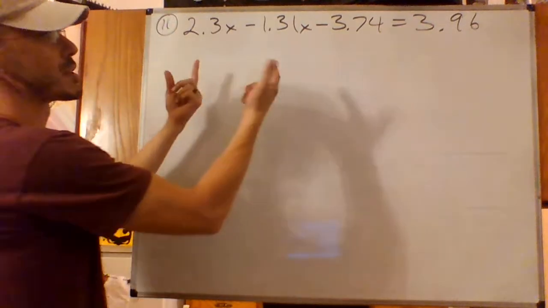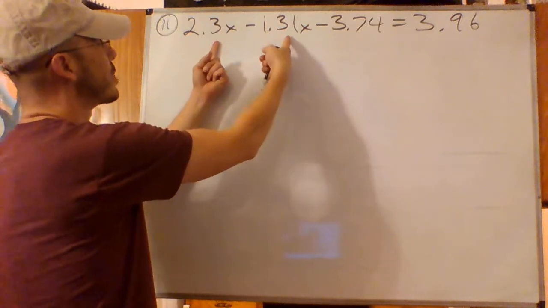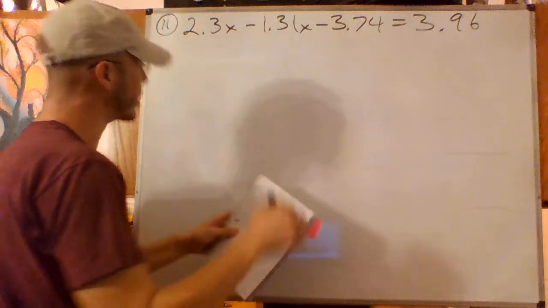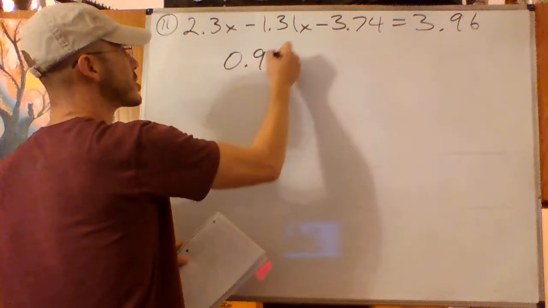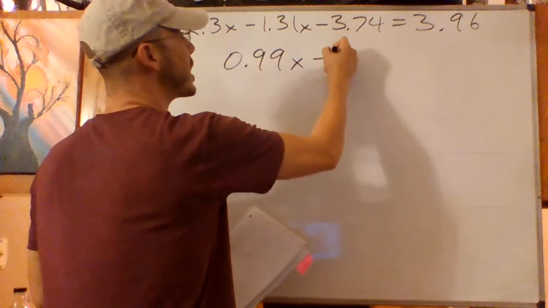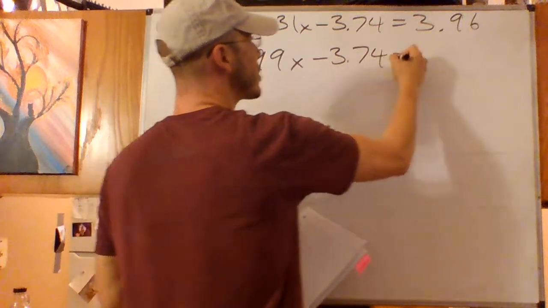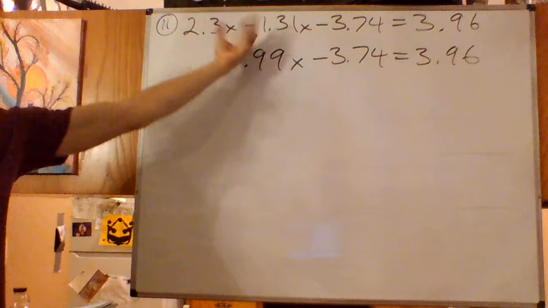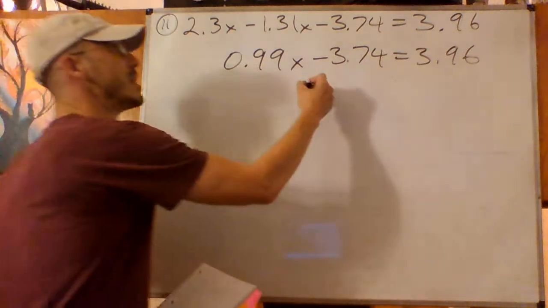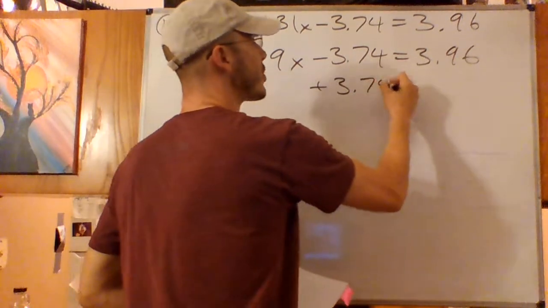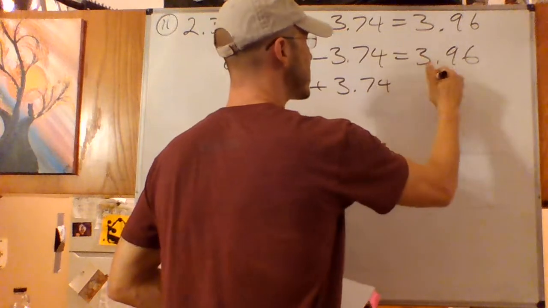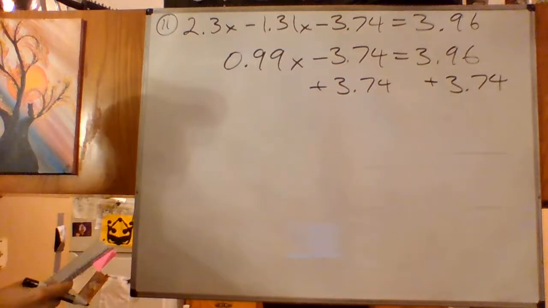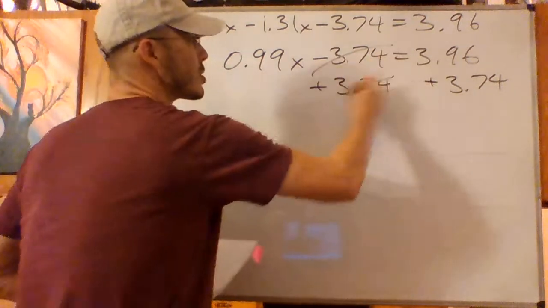It does have that first step where we've got like terms we can combine: 2.3x minus 1.31x. I put that in the calculator. It's 0.99x minus 3.74 equals 3.96. So I just combined those two like terms for the first step. Now I'm going to add 3.74 to both sides, so it goes away over here.